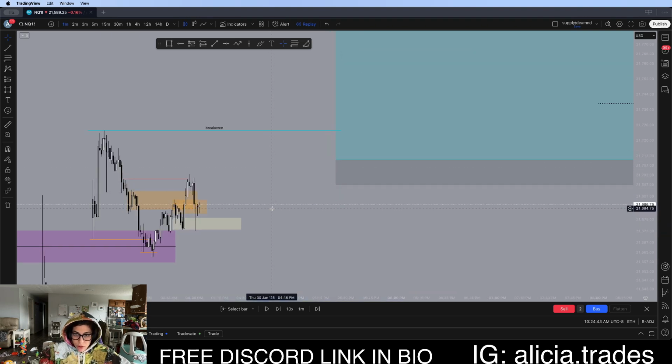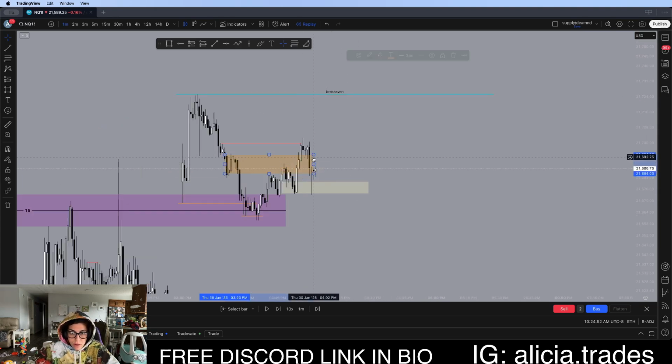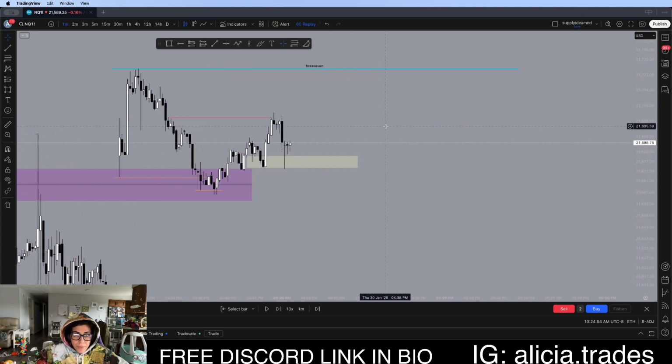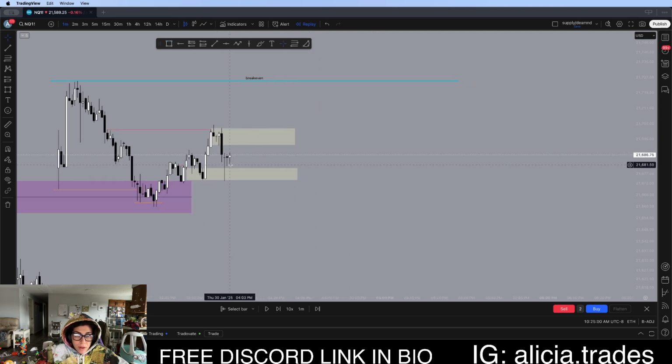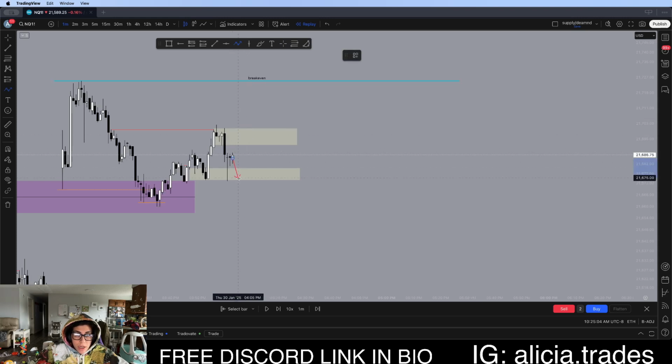This is all so confusing. Let me take this off. These zones are no longer valid. We got a zone right here. Okay, so really, now we got 2 zones, right? If price wants to come down below, we can take the retest, take it down. Or if price wants to go up, come down, and then continue up.